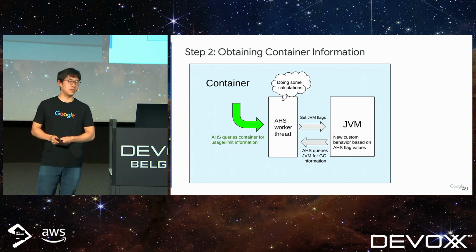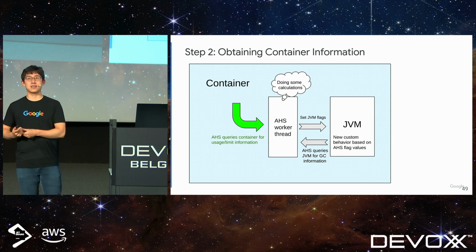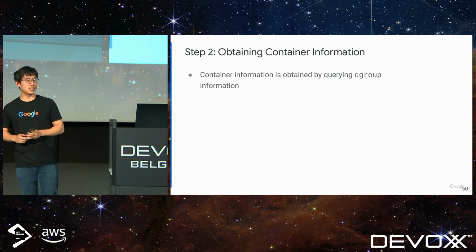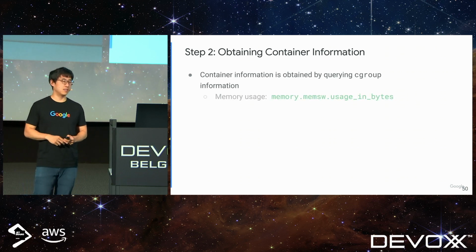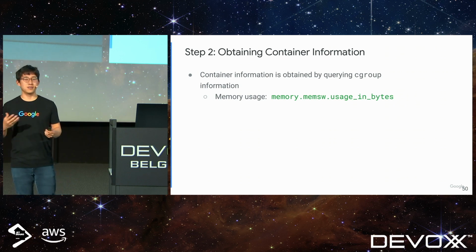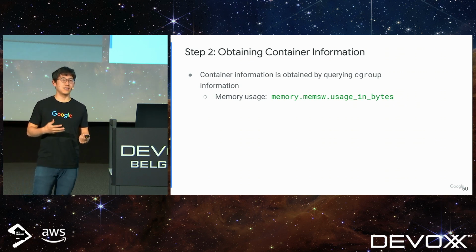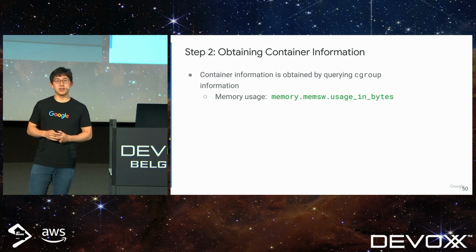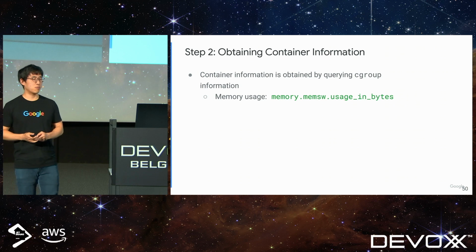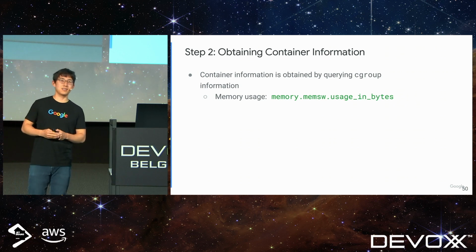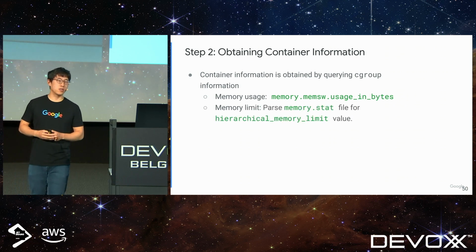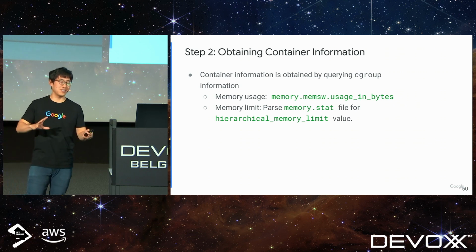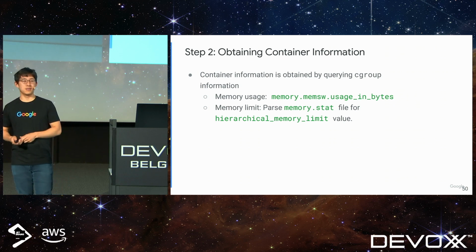Okay, so now let's talk about how the AHS worker thread actually obtains this container information. Well, the container information is obtained by querying cgroup. And cgroup is fairly straightforward. It's a way to monitor resource usage inside containers in Linux. It's available by default. And the way we get the usage for memory is we read the memory.memsw.usage_in_bytes value. And for the memory limit, there's a file called memory.stat as part of cgroup, and we parse it and read the hierarchical memory limit value.